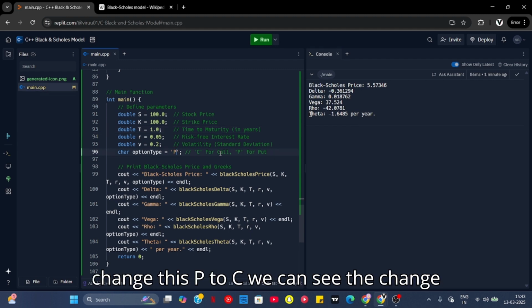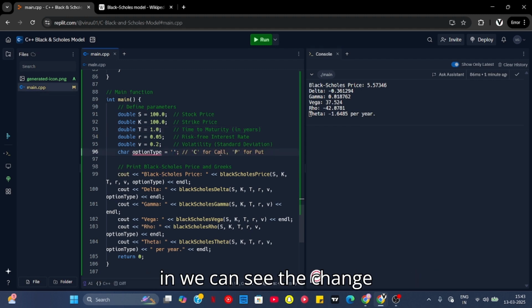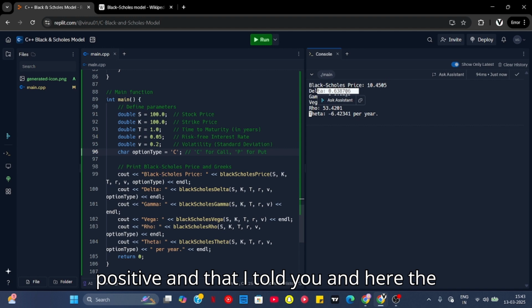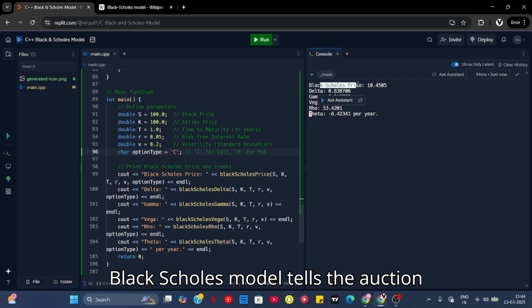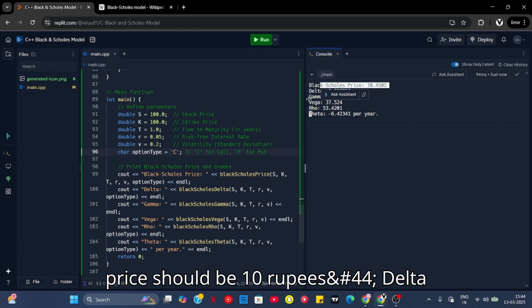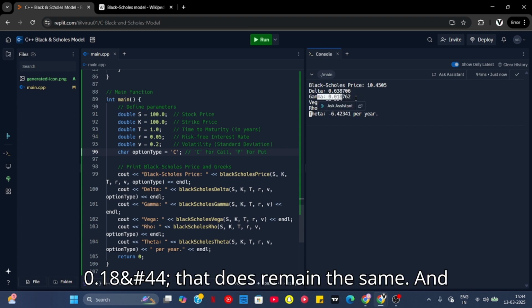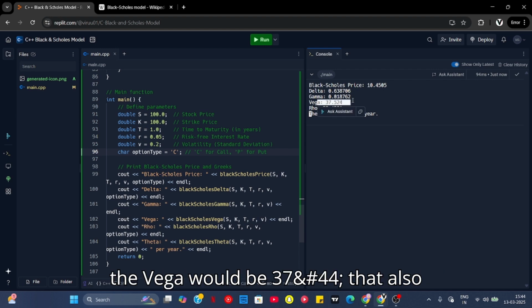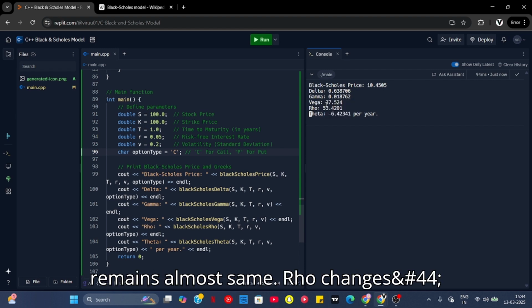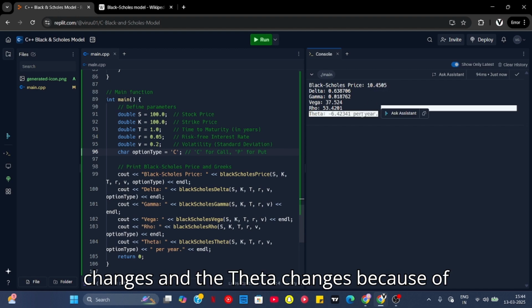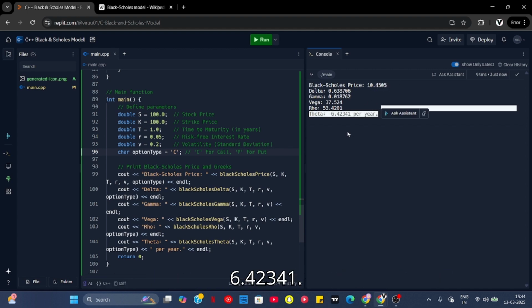Now let's change this P to C. We can see the change in delta. It will go from negative to positive, as I told you. And here the Black-Scholes model tells the option price should be 10 rupees, delta would be 0.63, gamma, the change in delta, would be 0.18, which remains the same. And the vega would be 37, which also remains almost the same. Rho changes, that is 53, because of the price change, and the theta changes because of the price, and that would be 6.42341. Simple.